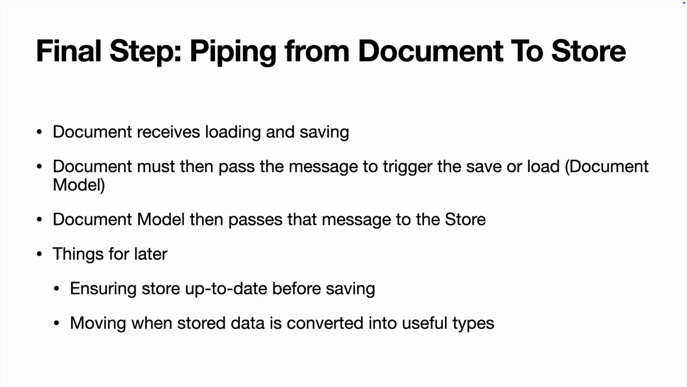But there are a lot of things that need to happen sooner or later. First, we have to make sure that all the data store is up to date before saving. We're not going to do that now because we're not really doing that anyway, just yet. And of course, the in-memory store itself doesn't hold particularly useful data types. We have to be able to convert those types into something useful for the application. And we're going to have to do that as well, but we're not going to do it yet.